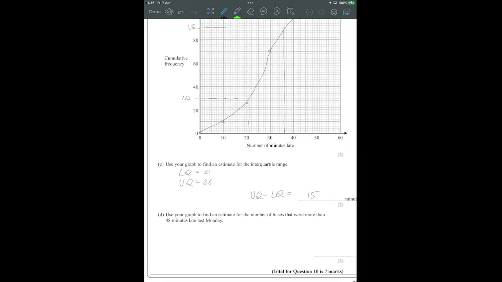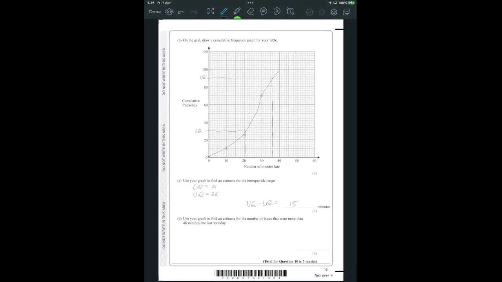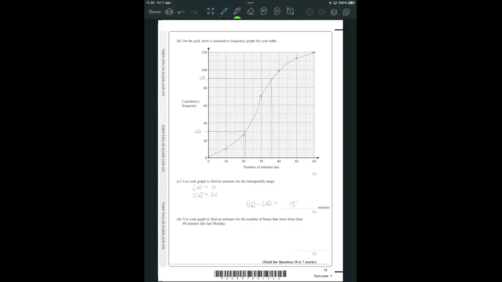You always get a bit of a range for that because, of course, as you can see my picture, everyone's graphs will probably curve slightly differently. So you do get a range which is all the more important why you need to show those working lines on your picture. Part D.